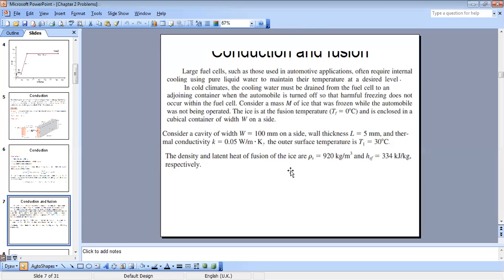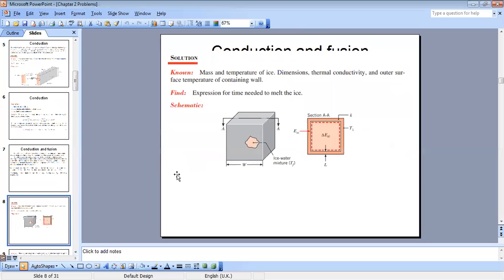Consider the cavity of width W equal to 100 millimeter on a side, the wall thickness to be 5 millimeter, and thermal conductivity K to be 0.05 watt per meter Kelvin, while the outer surface temperature is 30 degrees. The density and latent heat of fusion of ice are given. So here, what is happening? Let us look at the figure.